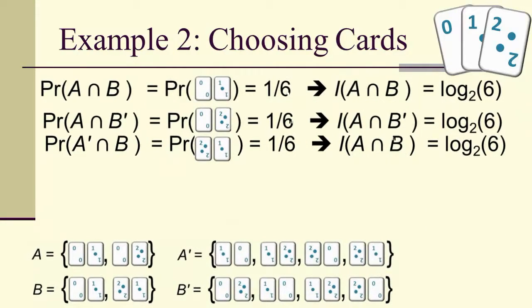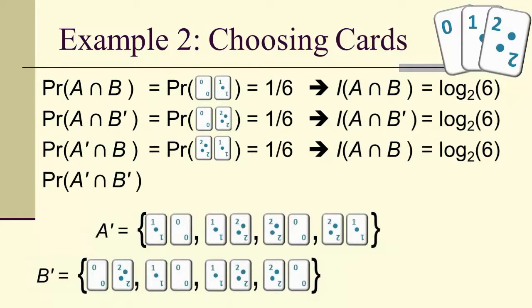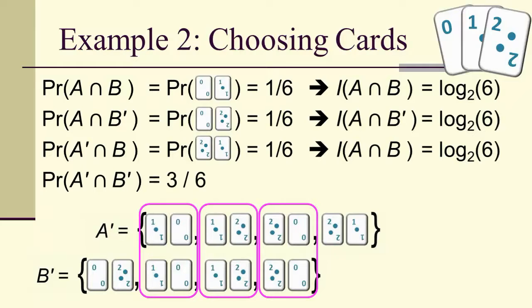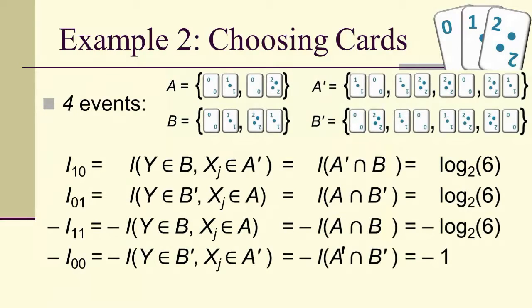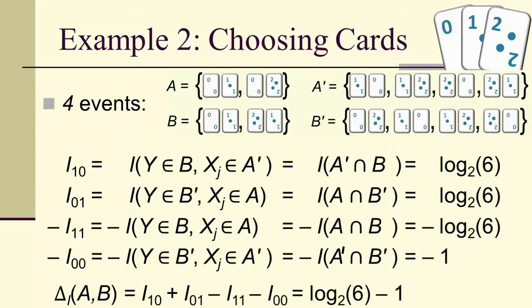But now, let's look at what happens when we do the probability of A prime intersect B prime. I've written A prime and B prime staggered so you can see that they have 3 card pairs in common. And therefore the probability of this is 3/6 or 1/2, and therefore the information here is the log base 2 of 2, which is 1. So we compute our joint information difference, and you can see clearly that it's not going to be equal to 0. In fact, it's going to be the log base 2 of 6 minus 1, which is about 1.58 bits.